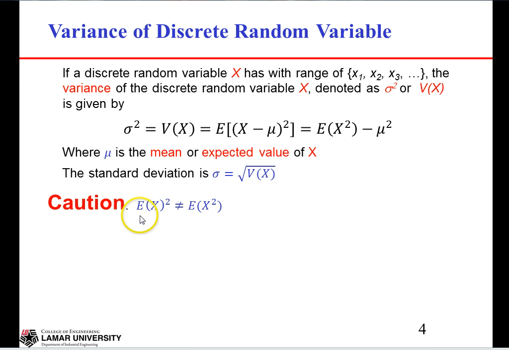You should be cautious that the expected value of x squared is not equal to the square of the expected value of x. These two terms are different. The first, on the left-hand side, is the expected value of x, after you take the operation of expected value, then squared. While the second term on the right-hand side is the expected value of a function of x, where the function is the square of x.